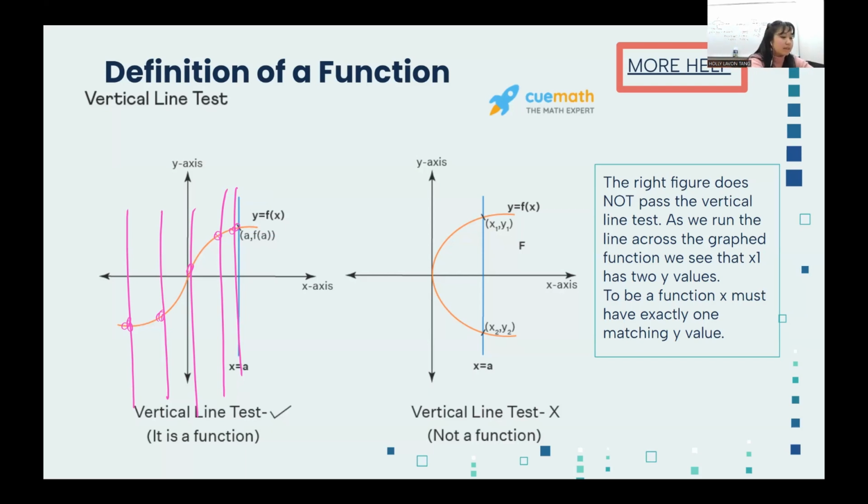I can think of just dragging this line across, and if I only have one y output, then I'm good, right? So in this case, our second one, our f of x, is not a function, because as we drag the line, we have multiple y outputs. We've got 2 at this line, and another 2 at this line, and more at these lines. Whenever we drag that and get multiple, it is not considered a function. So our right figure does not pass the vertical line test. We see that x1 has 2 y values. To be a function, x must have exactly one y value.